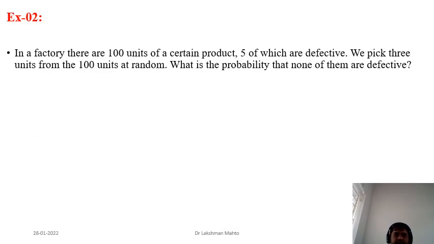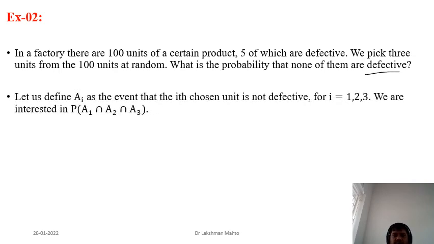Coming to another example: suppose in a factory there are 100 units of a certain product, five of which are defective. We pick three units from the 100 units at random. What is the probability that none of them are defective? So we need to calculate it. In order to do that, we introduce elementary events Ai, the event that the ith chosen unit is not defective, for i equal to 1 to 3, because we are picking three units.